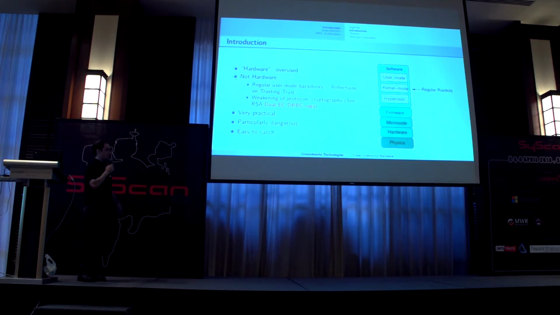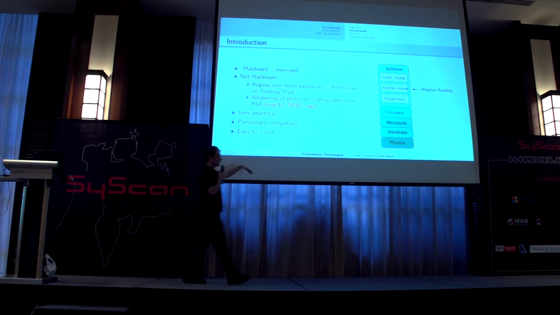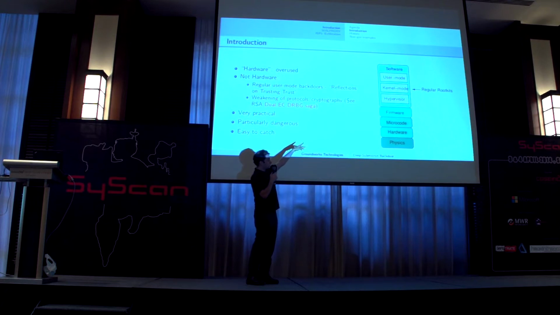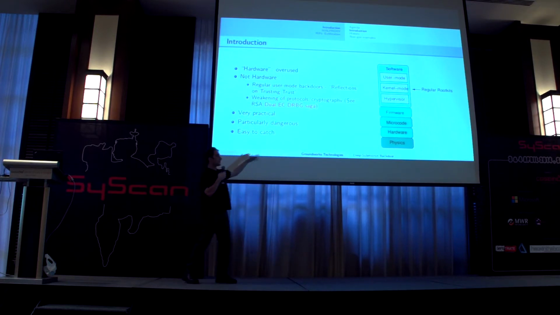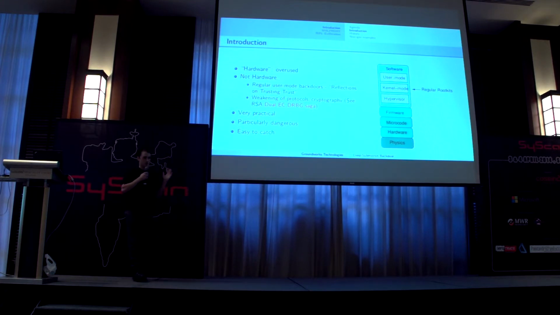So this is the first slide. We're going to talk about the different kinds of backdoors. We have a lot of layers in a computing system. Regular rootkits go in kernel mode or user mode or maybe hypervisor. They are the most common kind of rootkits. You can place a rootkit in firmware. You can place a rootkit in microcode. In theory, and I never saw one, but it's possible. It would be very cool if somebody did that, but I never saw anyone.